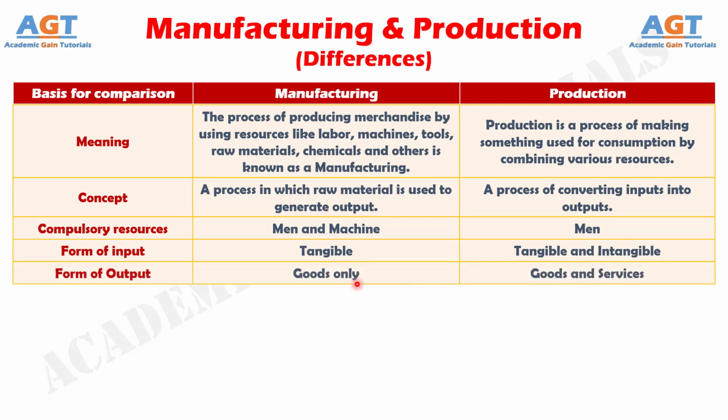Number 5. In manufacturing, the output generated will be goods only, but in the case of production it produces goods as well as services. And difference number 6.